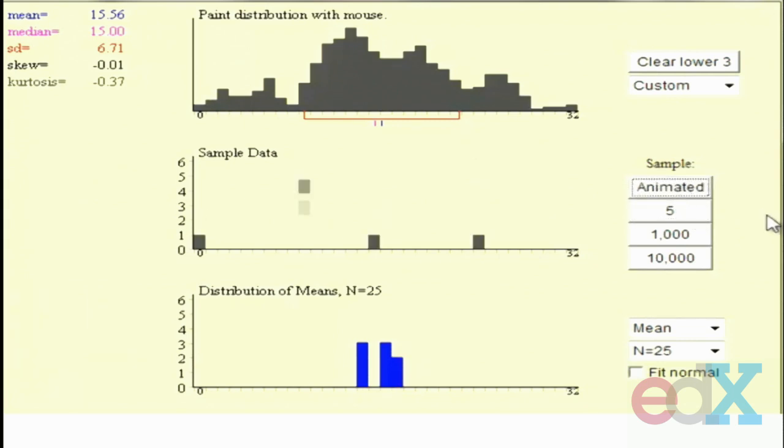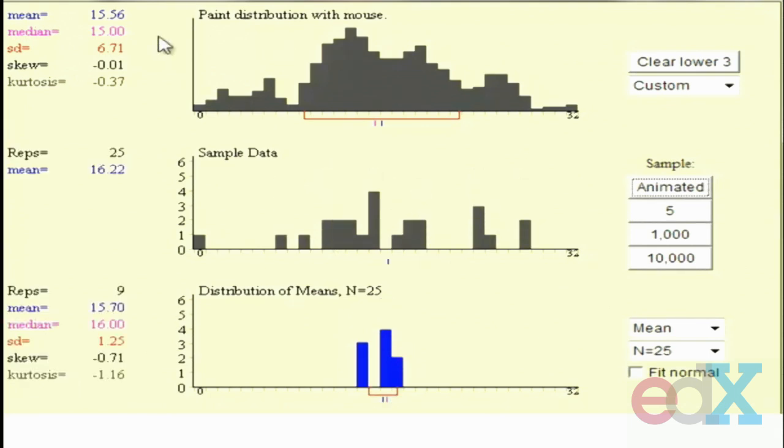Okay, let's now recap what we have. We've got the mean of the population, 15.56. We've got the mean of the current sample, 16.22. And we've got the mean of the means, 15.70.